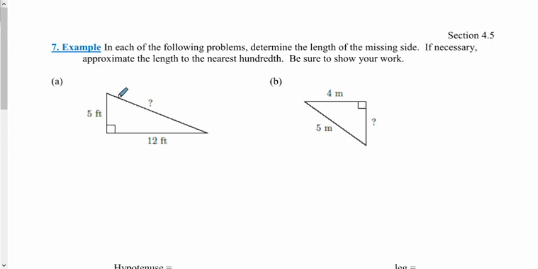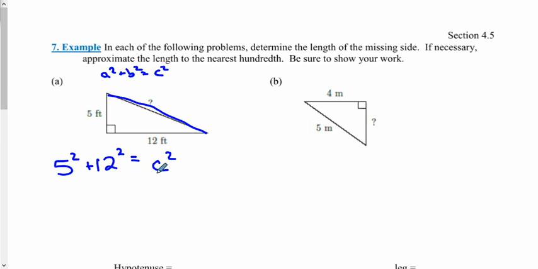Now, this side here is the hypotenuse. It's the hypotenuse because it's opposite the 90-degree angle. It's the longest side. That means I'm going to be using a squared plus b squared equals c squared, and I'm going to be putting those in for a and b. So this will be 5 squared plus 12 squared equals the question mark, which I'm just going to call c squared.